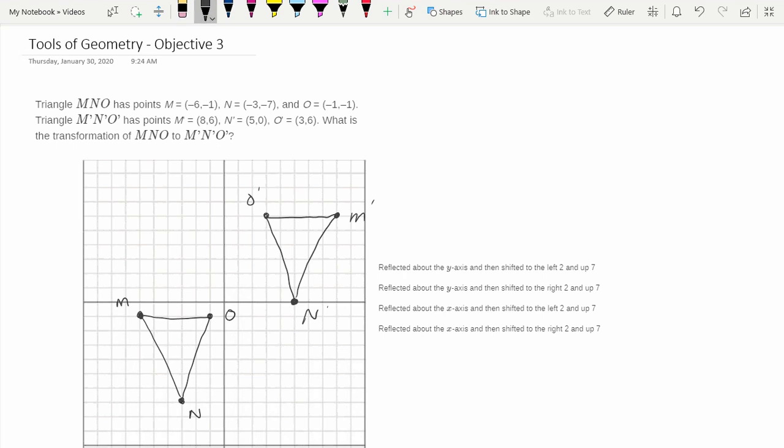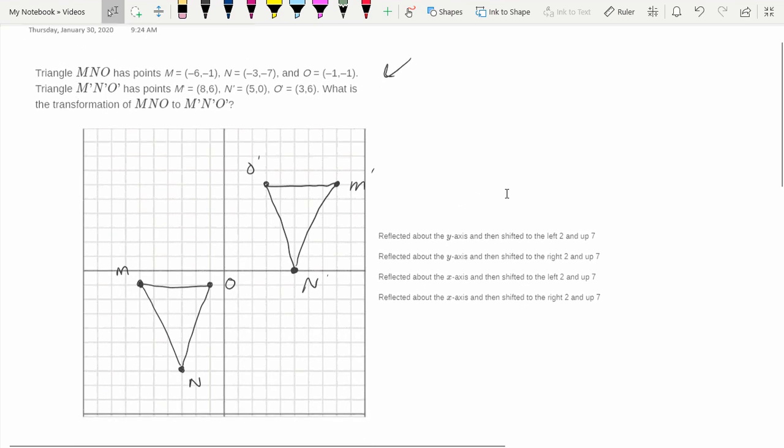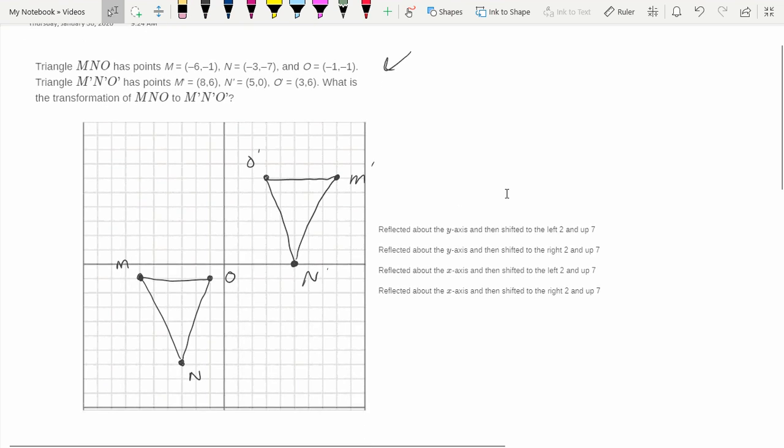Okay, now, I'm just going to go ahead and do the diagnostic questions here. So this is one of the diagnostic questions for Objective 3. What I've gone ahead and done is I put a graph in, and I drew the triangles out on the graph.